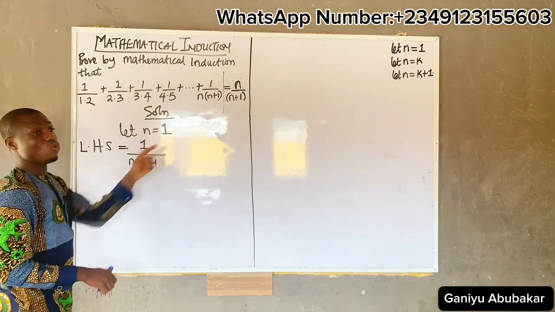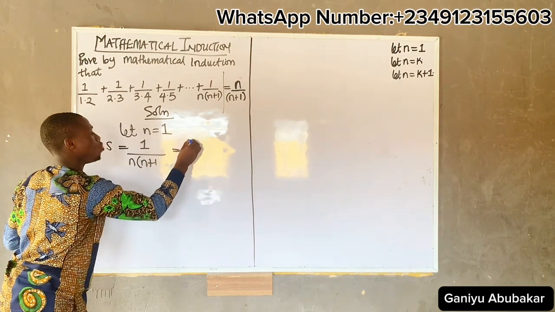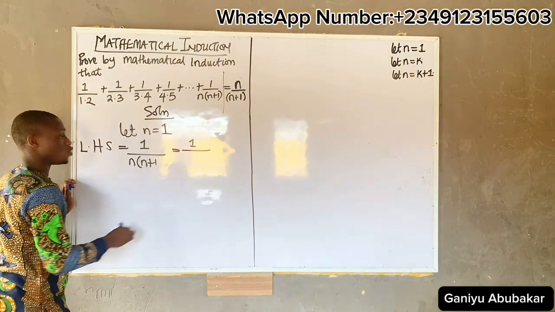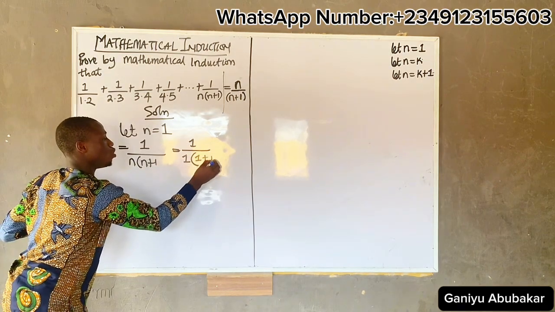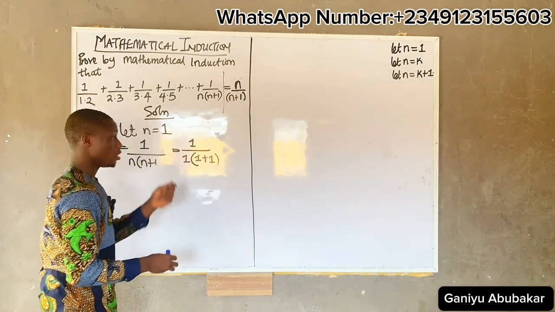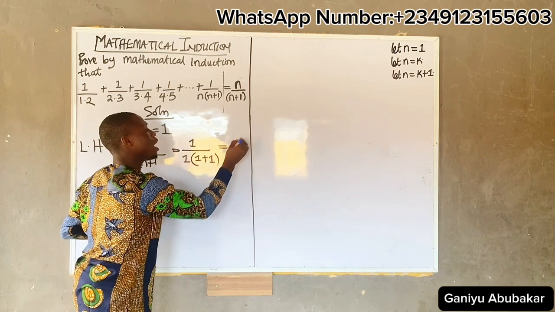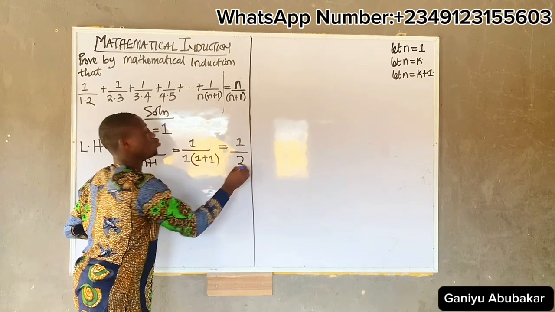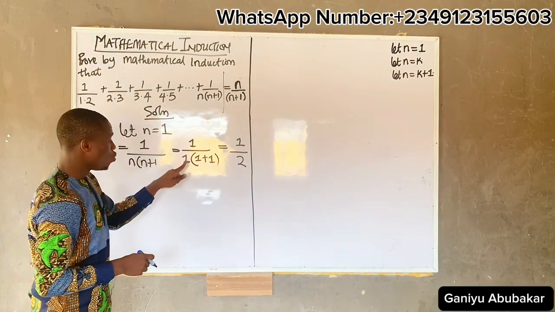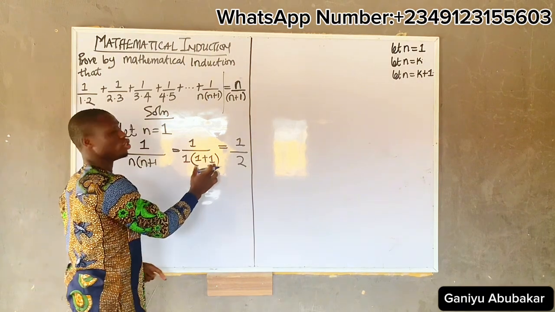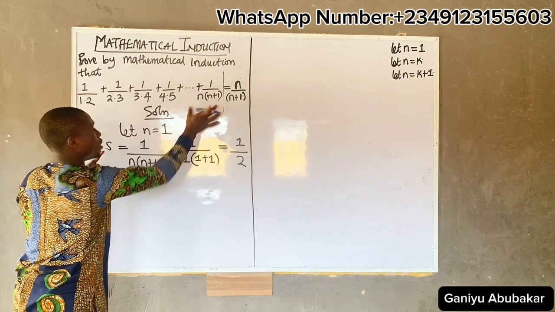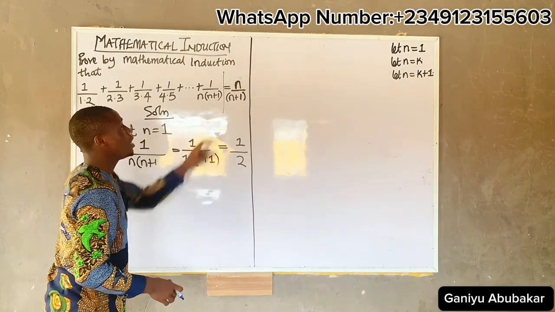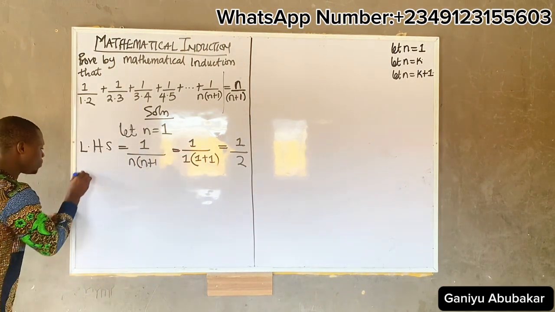We said put n as 1. So this becomes 1 over 1 into 1 plus 1. If I observe here, I should have 1 over 2 as my answer. How? 1 plus 1 is 2, and 2 times 1 is 2. So my left hand side gives me 1 over 2. Let's observe the right hand side, please.